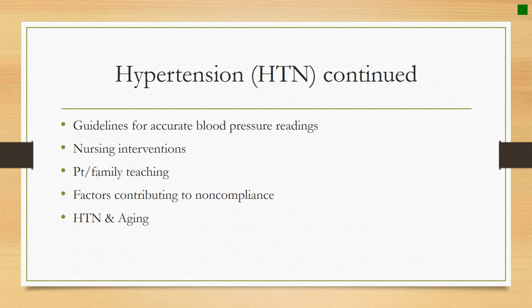Guidelines for accurate blood pressure readings. Of course, the patient is seated with arms supported at the heart level. An appropriate size cuff is applied to the bare arm. No coffee nor smoking 30 minutes prior to. Calibrated measuring devices are used. Usually that's the blood pressure cuff.